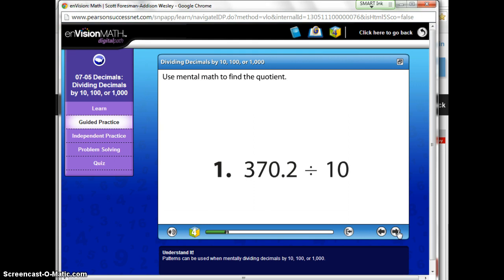On the board, how many zeros? Natasha? 1. So how many spots will I move my decimal? Which direction? To the left. We want to make our number smaller. So my answer is 37.02. Who can read that to me in word form? Do you know how to say that? Will? 37 and 2 hundredths is correct. Good work.